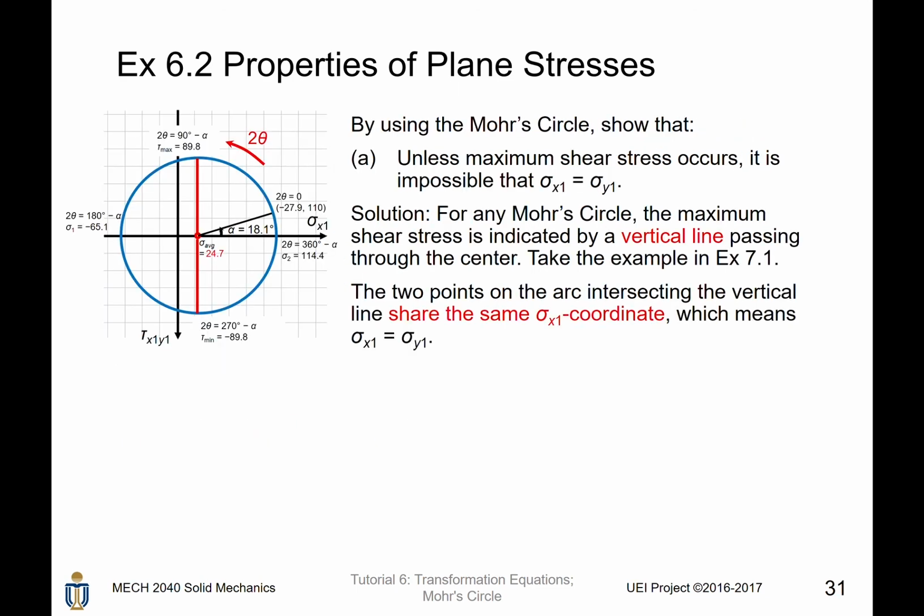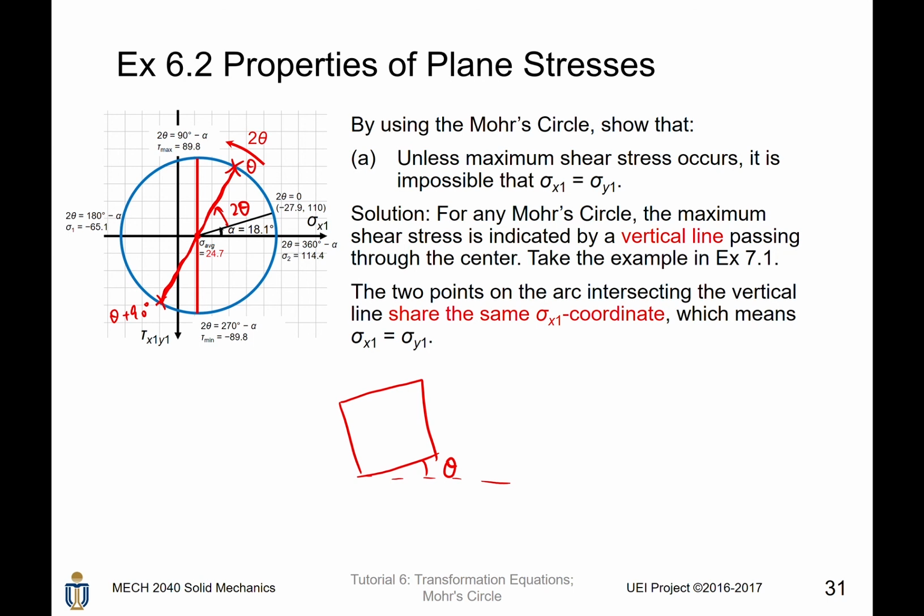Part A asks you to show that unless maximum shear stress occurs, it is impossible that sigma x1 equals sigma y1. So as you can see, very often we treat a stress element inclined at an angle of inclination of theta to be something like a line passing through the center touching the arc at 2 points. So it is 2 theta, okay? Then this is theta surface and this is theta plus 90 degrees.